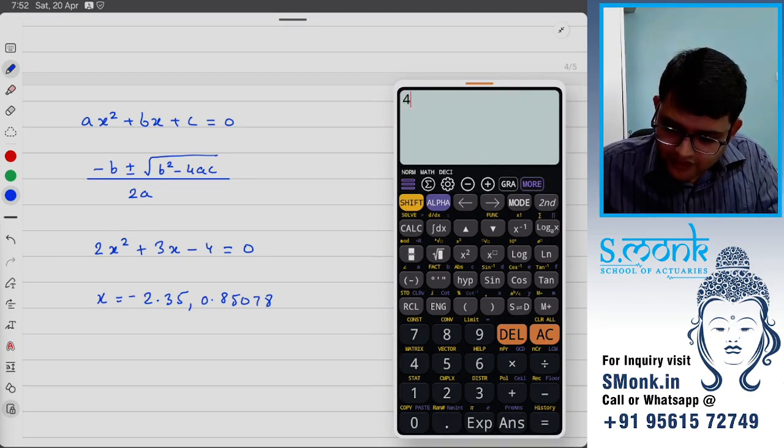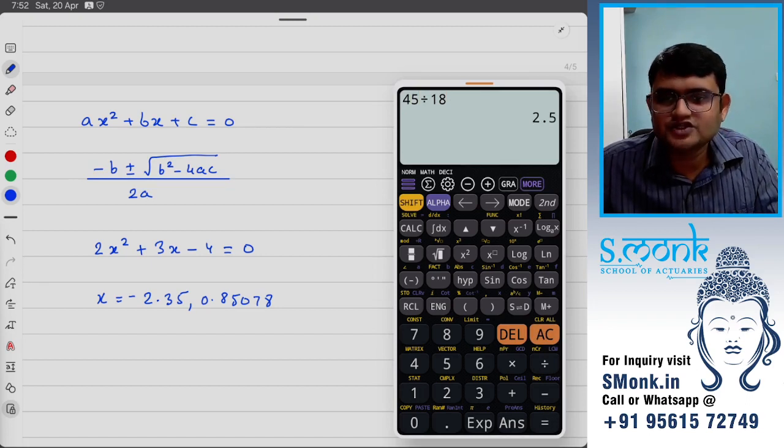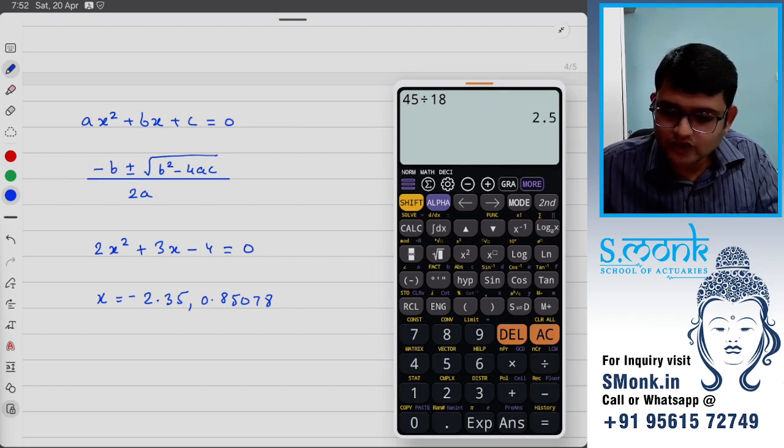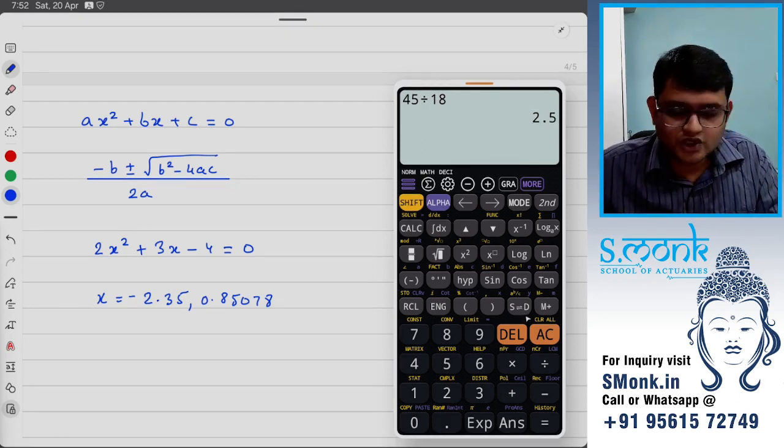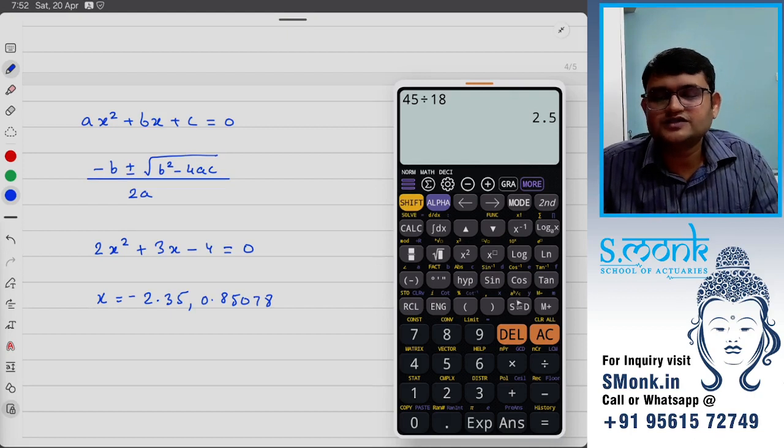Like if I have 45 divided by, let's say, 18. Okay, 45 divided by 18 is 2.5. Now if I want to convert this into a fraction, again SD, I'll press that. You can see 5 by 2. Press it again, 2.5, 5 by 2 and 2.5. So this SD button would convert your answer from fraction to decimal, decimal to fraction.